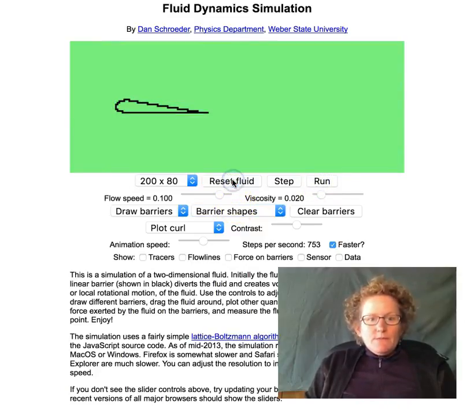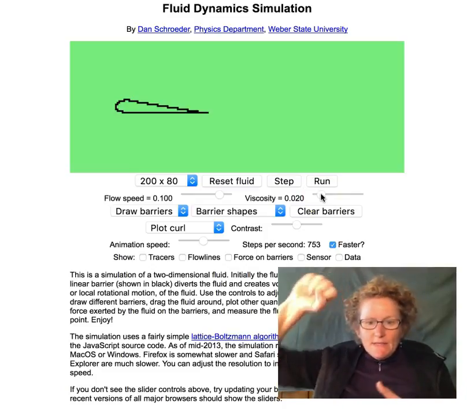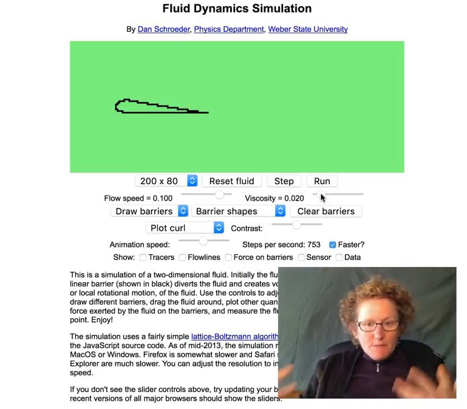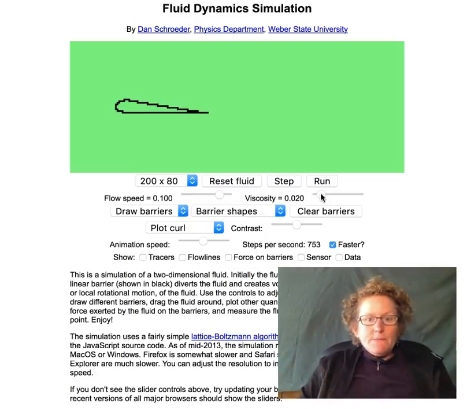We can reset the fluid. We can change the viscosity, or the thickness. One way to think about viscosity is like pouring molasses. It's really thick, it flows slowly. That's highly viscous. Molasses is viscous. Whereas if you pour a glass of water, that pours quickly, that's less viscous. So molasses, more viscous; water, less viscous. So let's up the viscosity here.